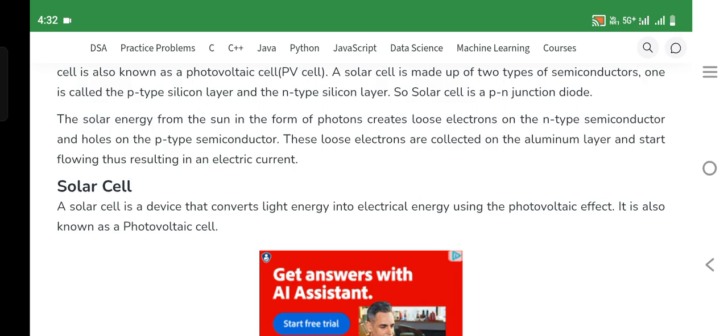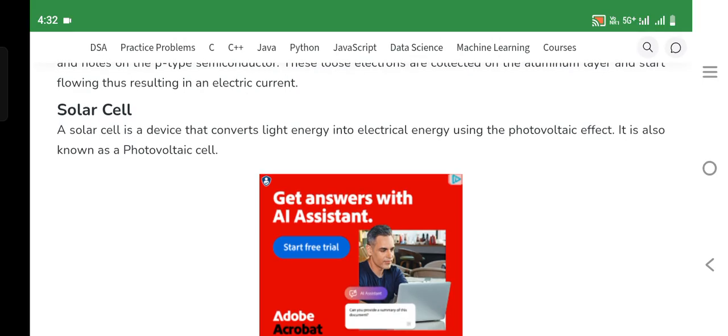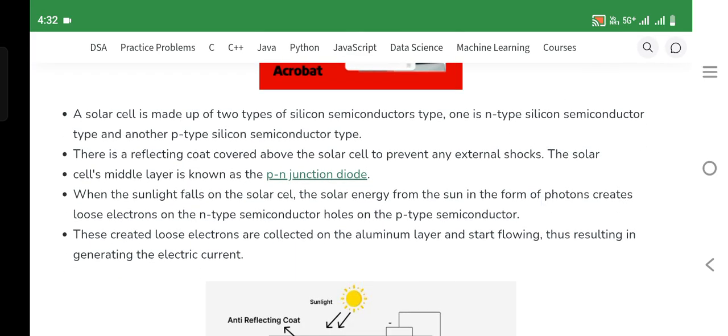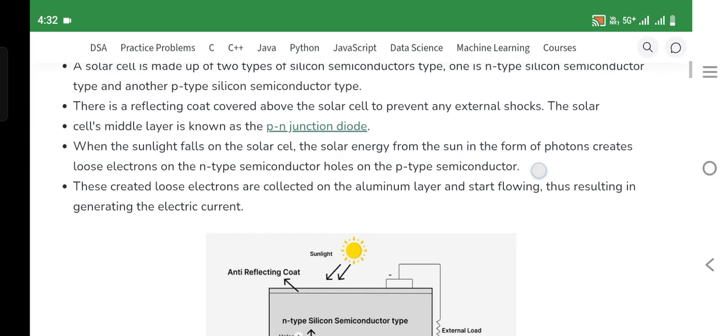A solar cell is a device that converts light energy into electrical energy using the photovoltaic effect. It is also known as a photovoltaic cell. A solar cell is made up of two types of silicon layers: one is an n-type silicon semiconductor and the other is a p-type silicon semiconductor. There is a reflective coat covered above the solar cell to prevent any external shocks. And the solar cell's middle layer is known as the p-n junction diode.